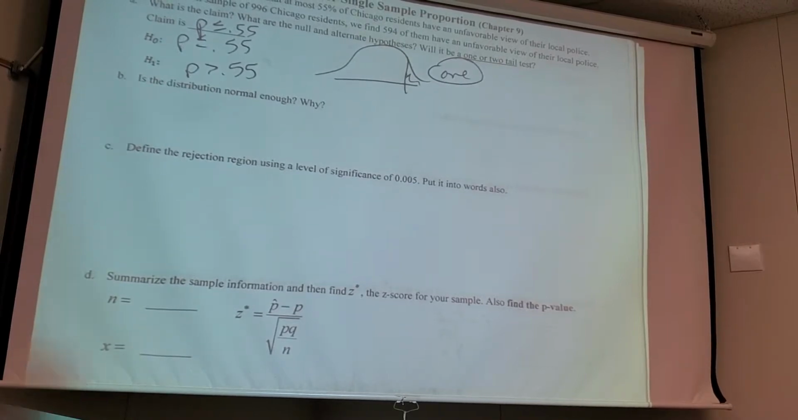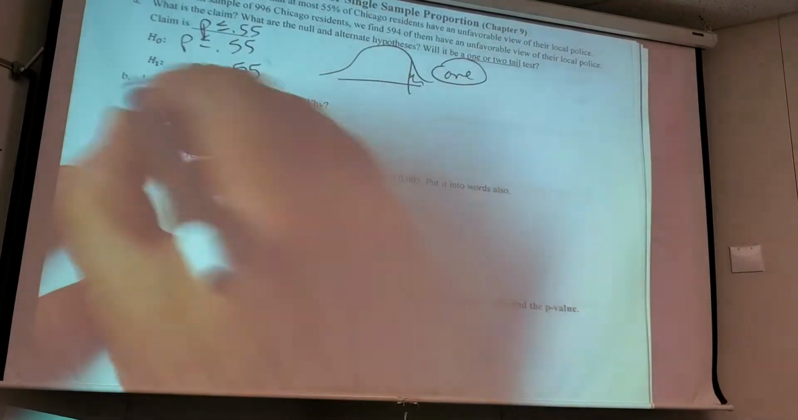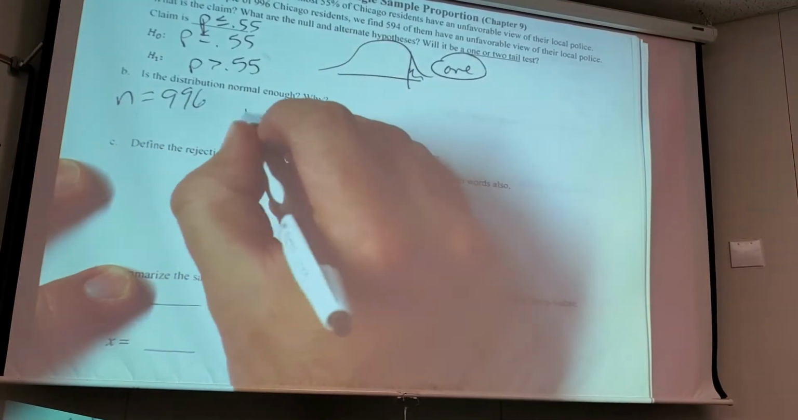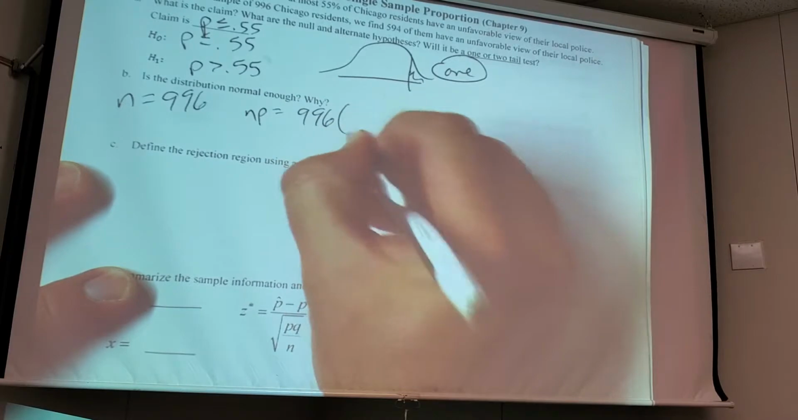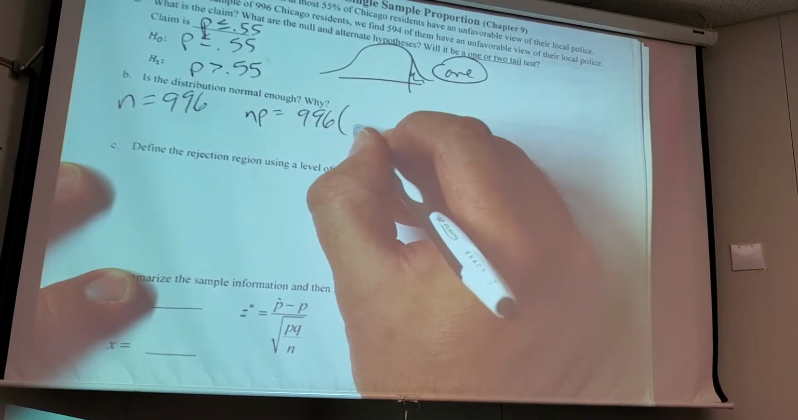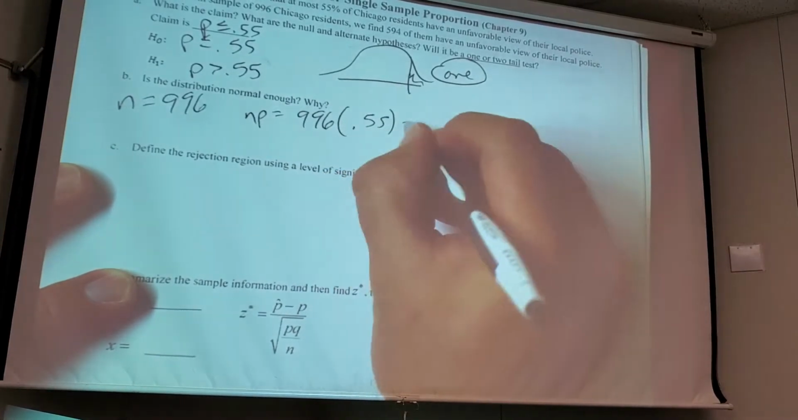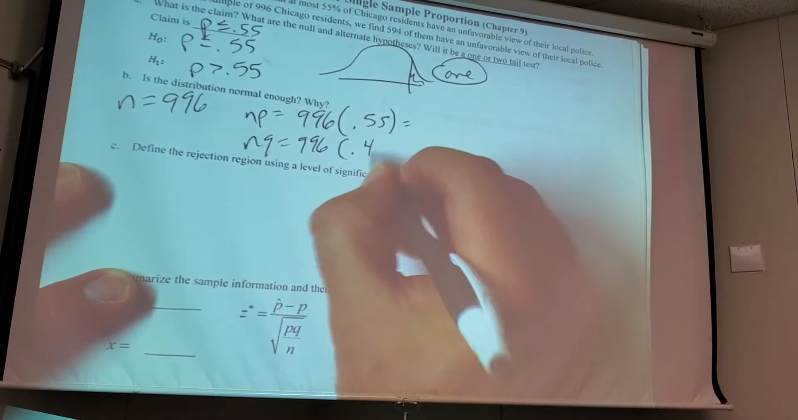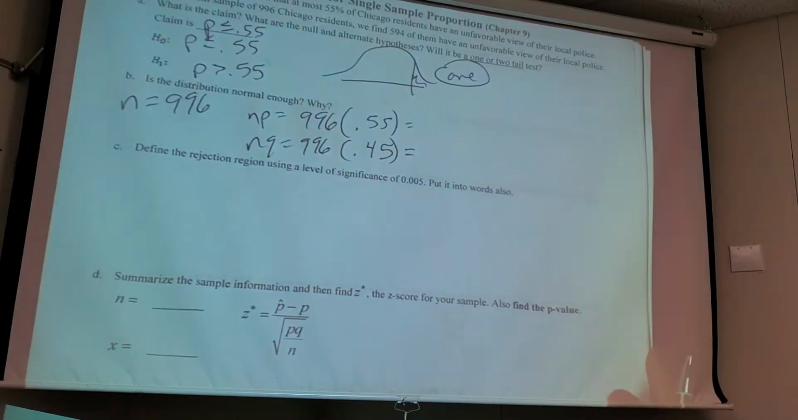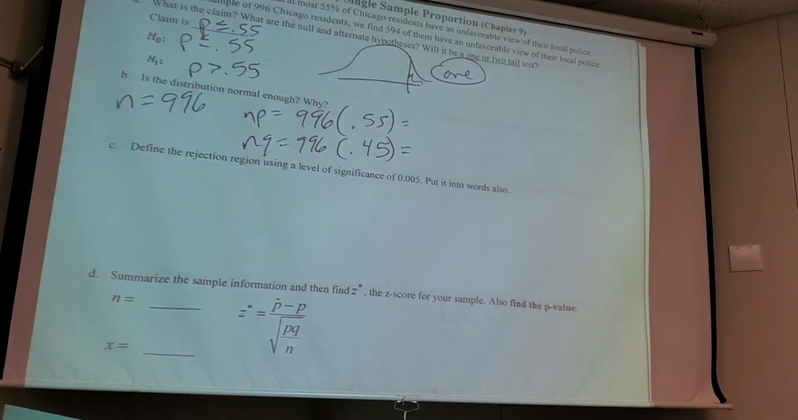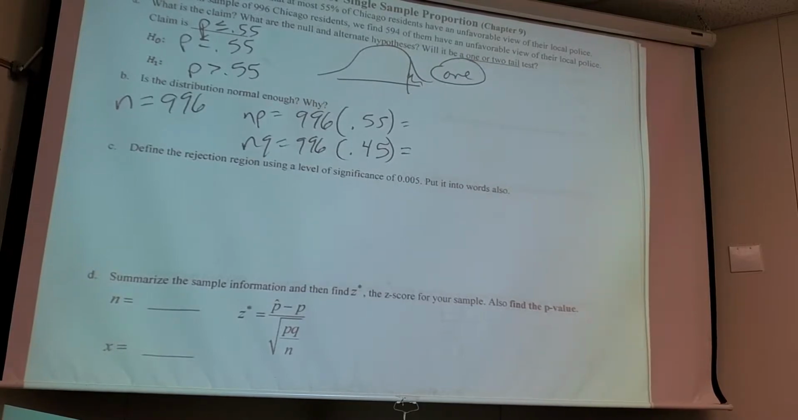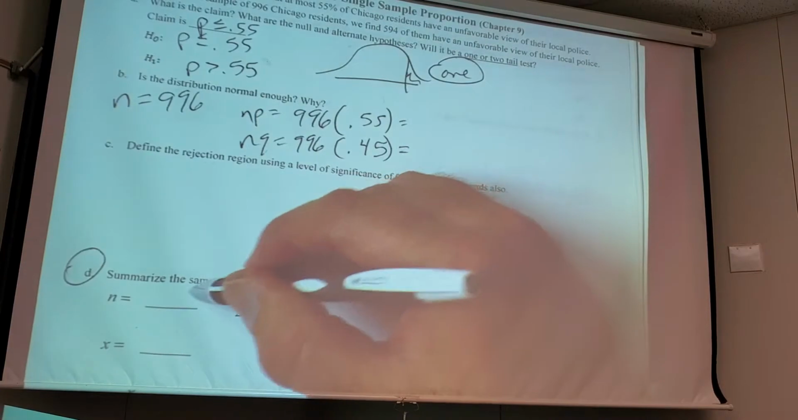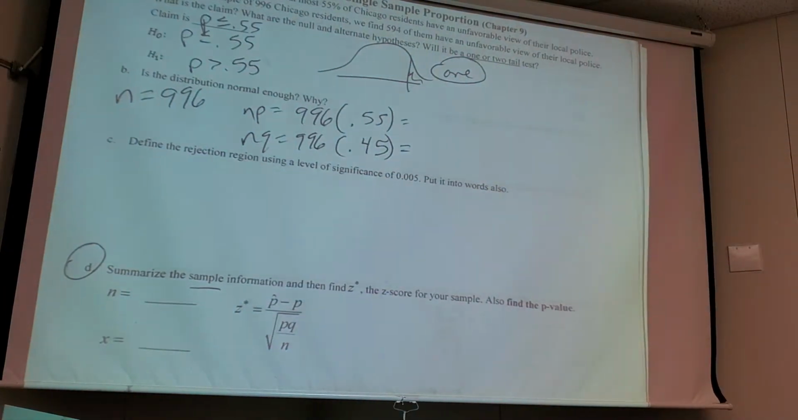What do I got to check? What's n? 996. Good, 996. So what's n times p? 996 times 0.55. And nq is going to be 996 times 0.45, right? If p is 0.55, q is 0.45. Very cool. I shouldn't have to calculate p hat until the step where I actually worry about the sample. It hasn't gotten there yet.